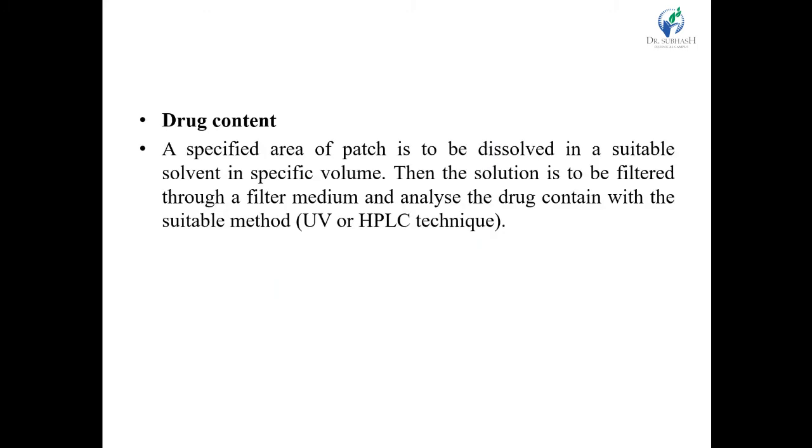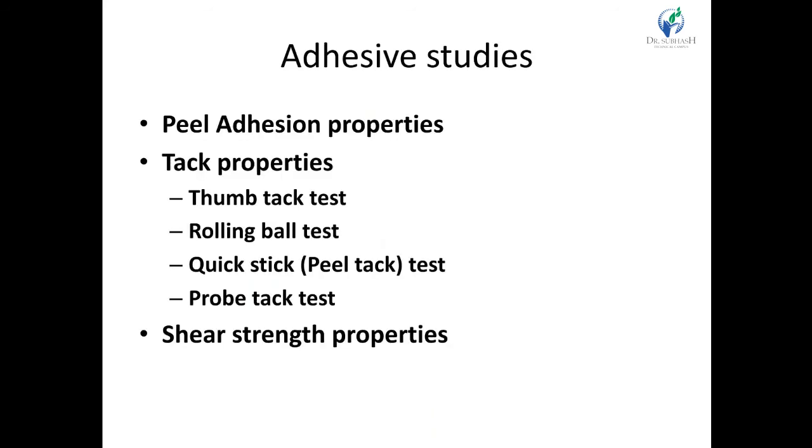Drug content, the content uniformity: we have to find out how much drug is present in our patch. So we take the patch, dissolve it in a suitable specific solvent, then filter it and analyze it to find out the concentration, quantity, and amount of drug present in that patch. We can use UV or HPLC, any suitable analytical method.